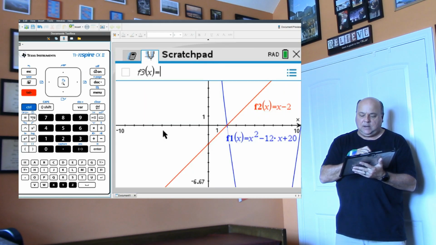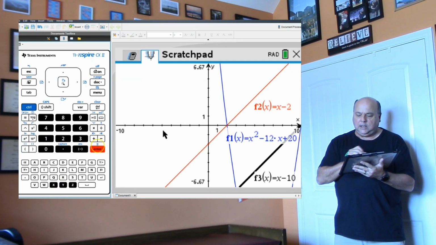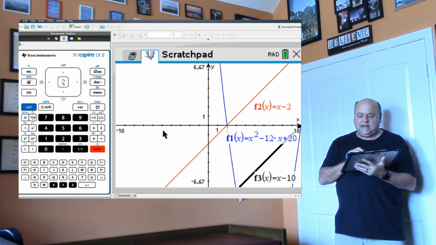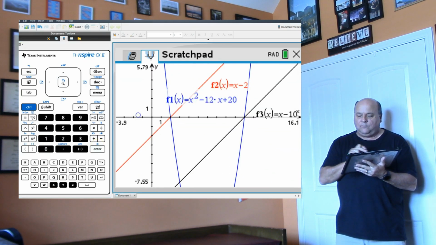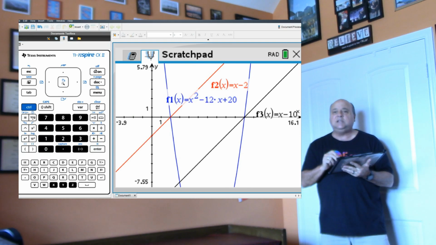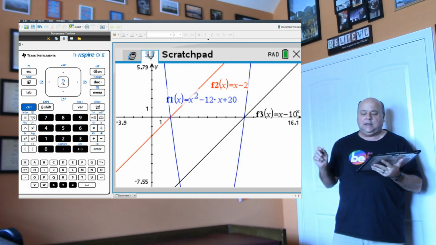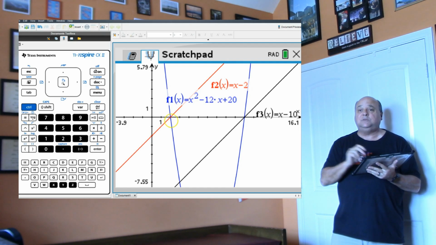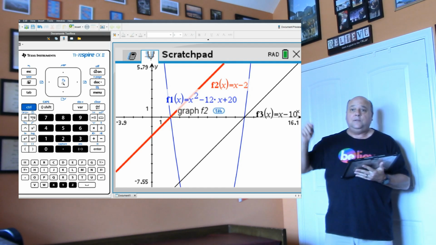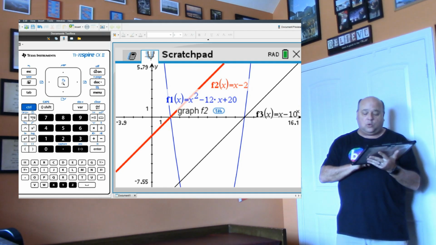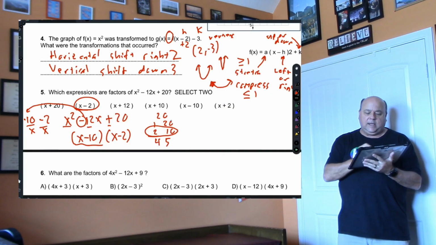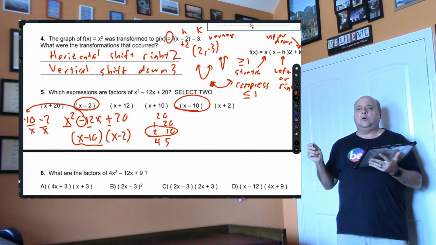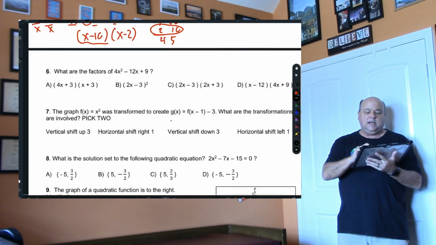Okay, so tab, and then x minus 10, hit enter. The x minus 10, and I'm going to scroll over here. Notice the x minus 10 goes right through the blue and black line. So the x minus 10 and the x minus 2 have the same zeros as that parabola. They're going to be factors of the equation, okay? So x minus 2 and x minus 10 are the factors. Let's go to the next one.